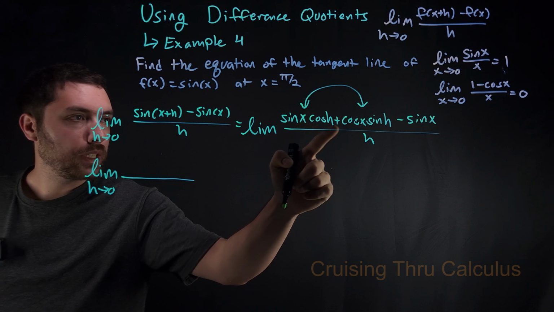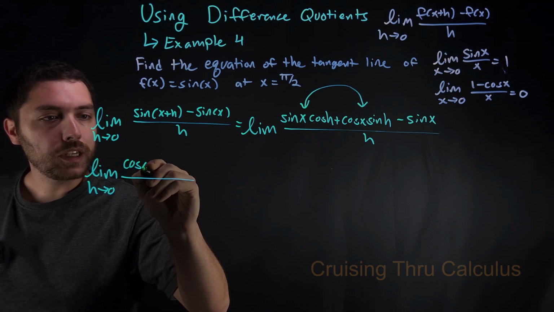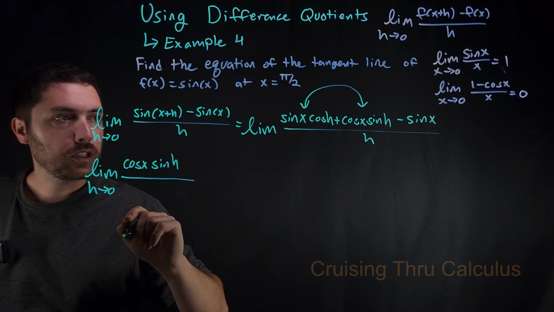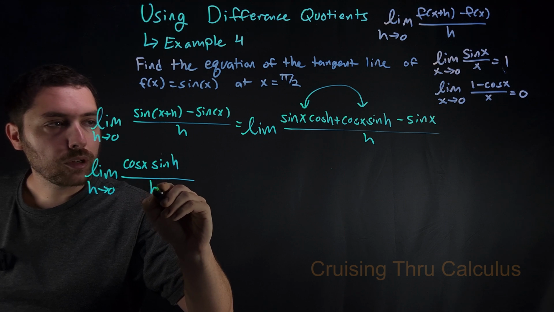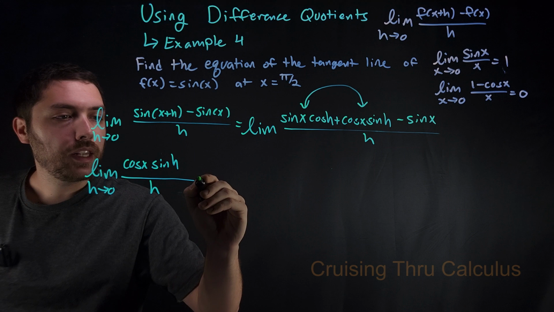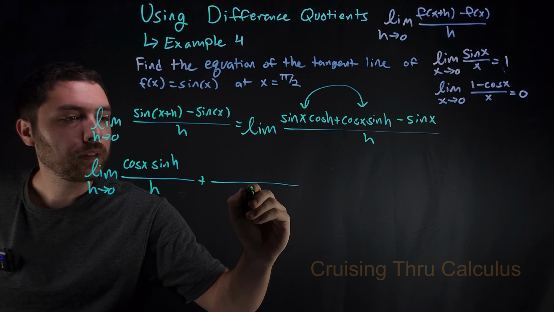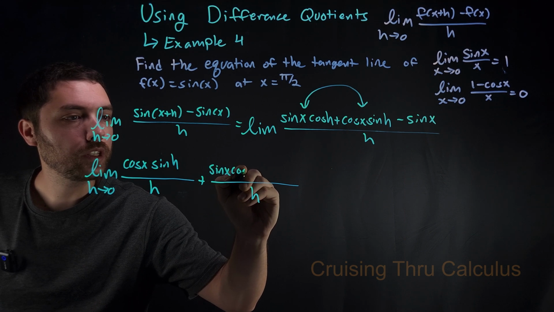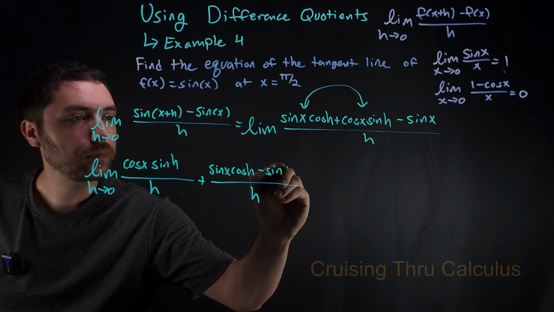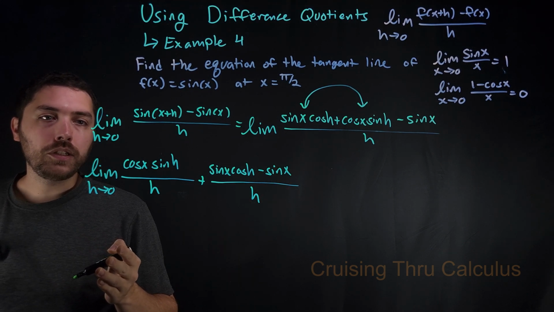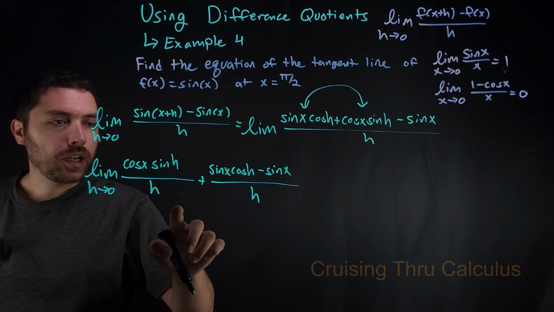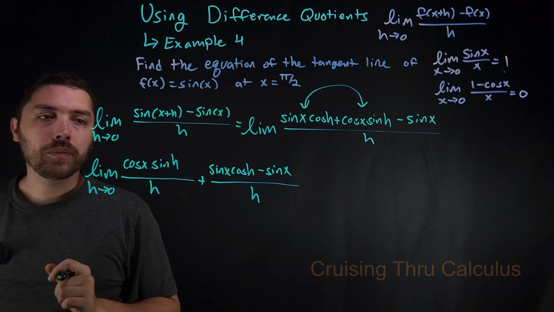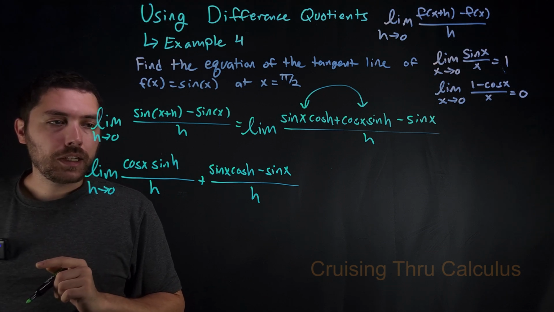Okay, if I swap their places, this is going to be cosine x sine h, and then this is the other thing I'm going to do. I'm going to put this first part over h like this, and then I'm going to keep going here. So this second part is going to be sine x cosine h minus sine x. Now this is okay to do because these still have the same denominator, and I could just add them back together again and get what I had up here. But you'll see why I'm doing this in a second here.